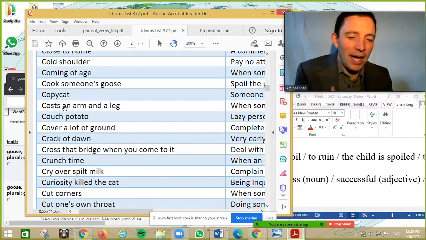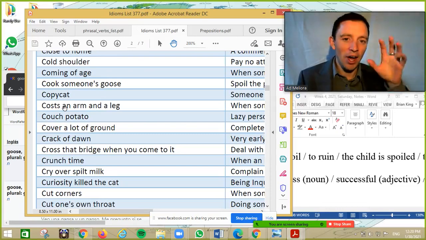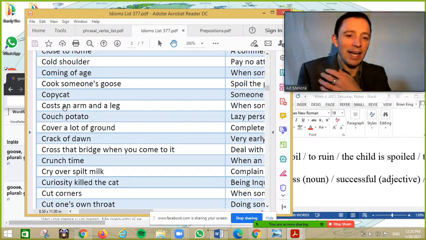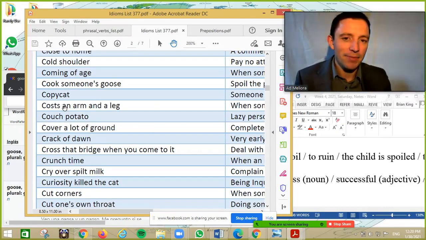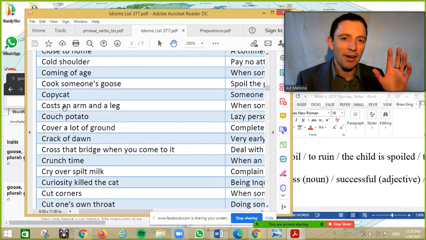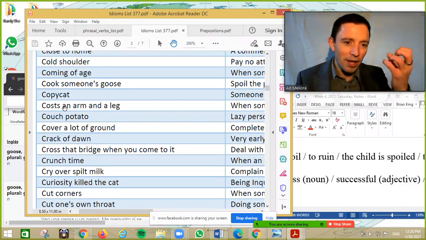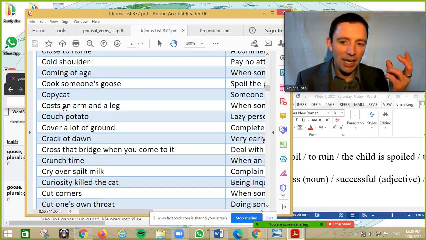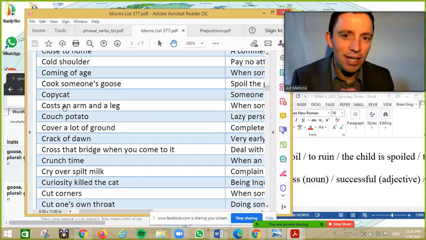And an arm and a leg. So the expression, the holiday cost me an arm and a leg. Okay? Arm is brazo and leg is pierna. And in español creo que es costar un ojo de mi cabeza. Okay? And in English it's very typical.